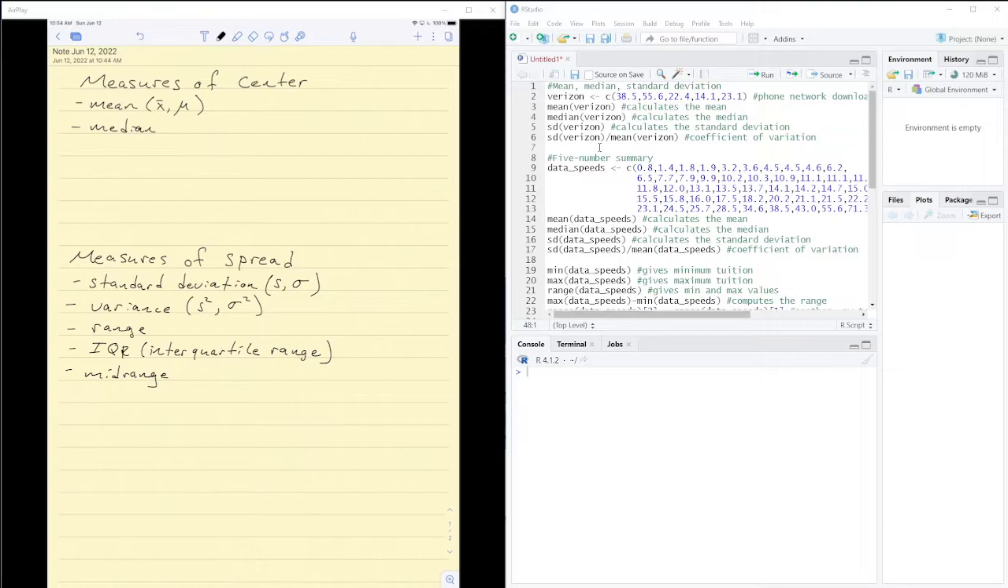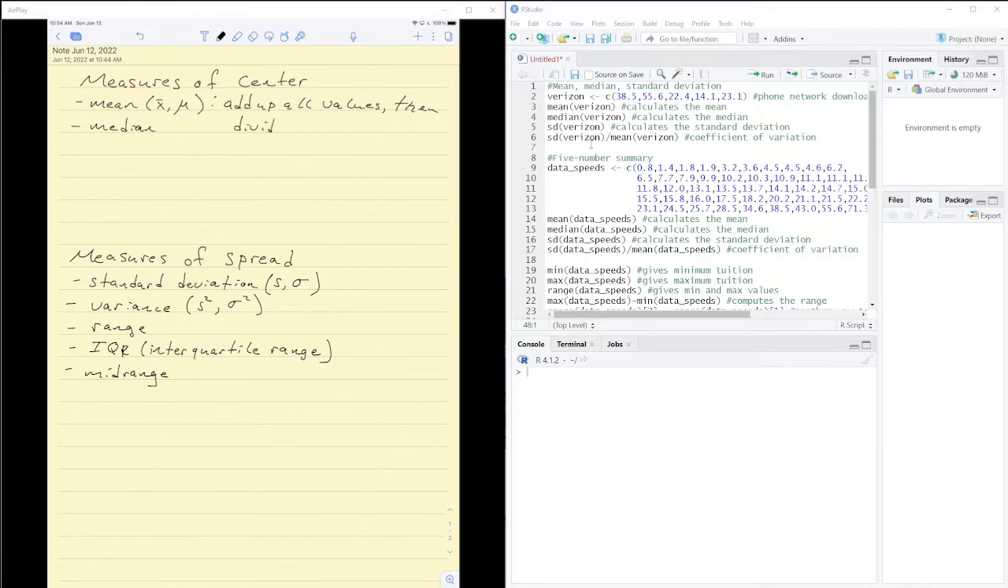A mean is a pretty simple calculation. You add up all of the values and divide by the total. Add up all values. Then divide by the total. Or not the total, divide by the number of values. And I'll go ahead and I'll move this piece down.